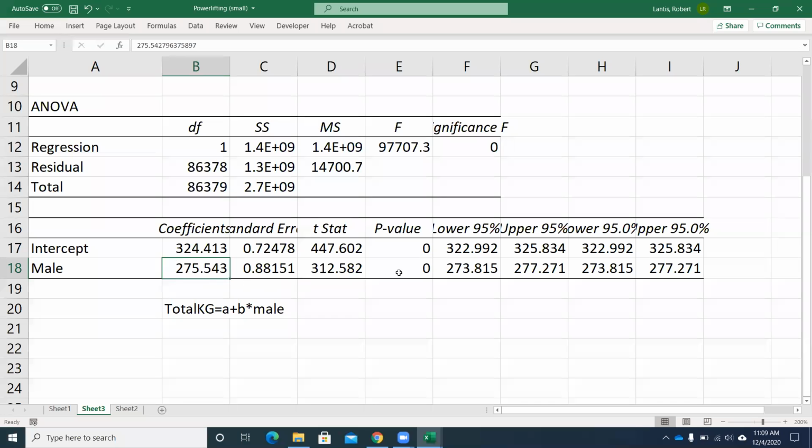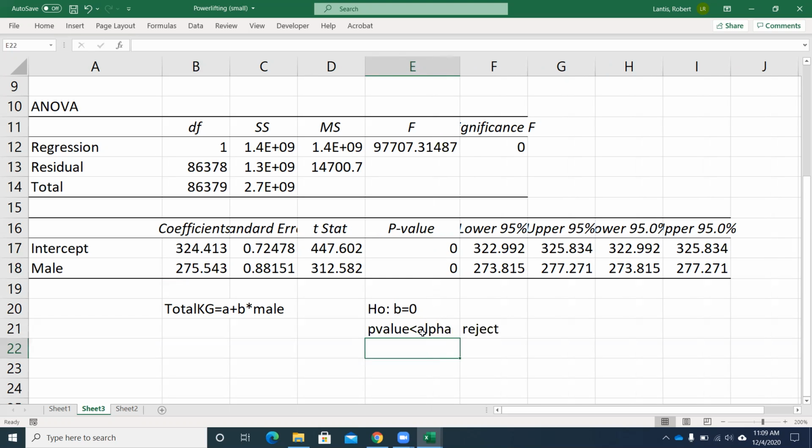Our p-value is pretty much 0. Remember, we always start out with the null hypothesis, which is that the slope coefficient is equal to 0. If we find a p-value that's less than alpha, we can reject. So what levels can I reject at here? Well, with a p-value of 0, it's going to be less than 0.1, 0.05, and 0.01, so I can reject at all 3 levels of significance. So I found a pretty significant effect here.